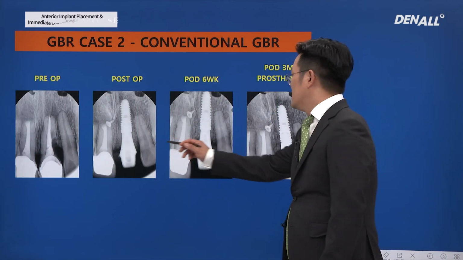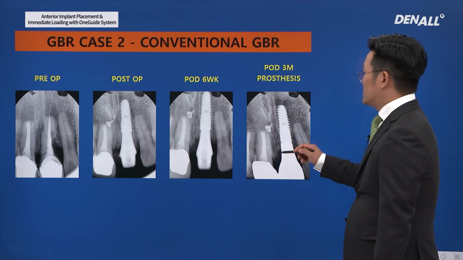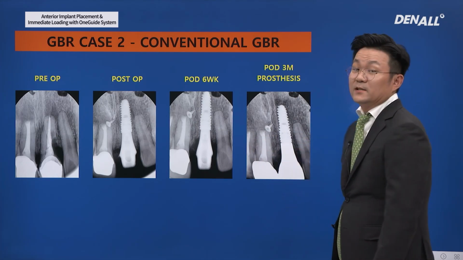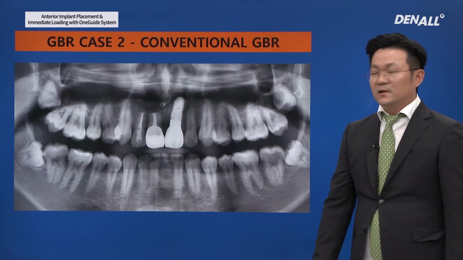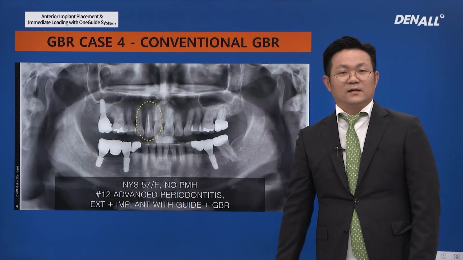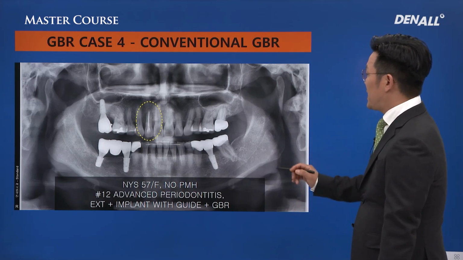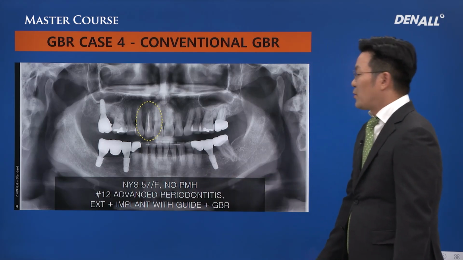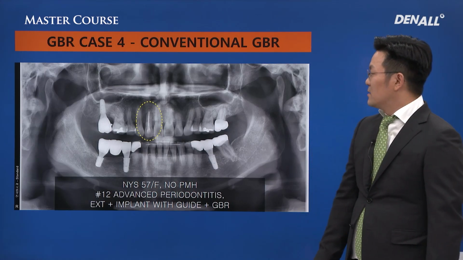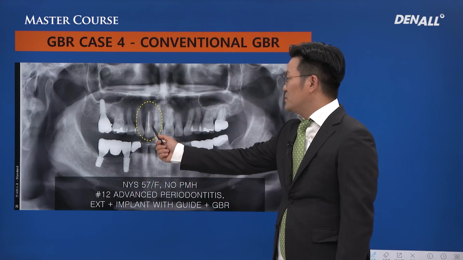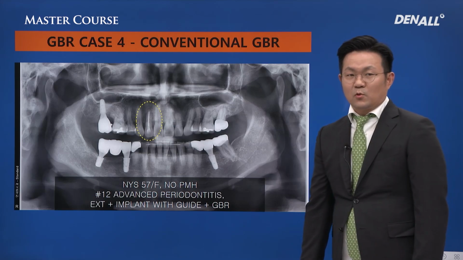Now this was the result. We will see another case. For this patient, a 50s female patient who was aesthetically very demanding, there was a lot of severe periodontitis, so I had to extract it and use OneGuide. I did GBR, immediate implant placement, and delivered a provisional.